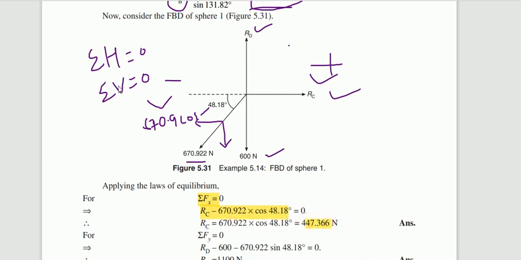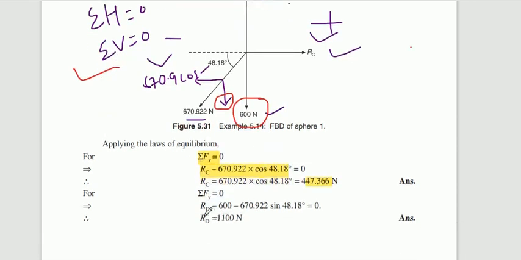Similarly, you have to apply summation of vertical force is equal to 0. How many vertical forces? RD is a vertical force, upward positive. 600 is a vertical force, downward negative. And 670.9 sin 48.18 is downward, therefore negative. You will get the value of RD here.